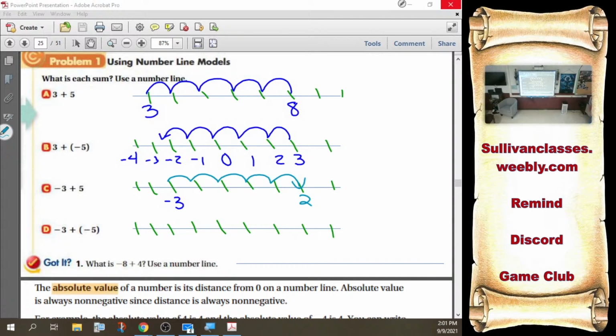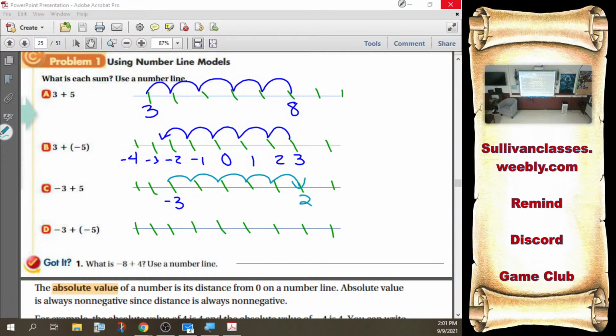You notice the difference between 3 plus a negative 5 and negative 3 plus positive 5. I still went from 3 to 2, because the distance between them is 5 units. That's called absolute value. We're going to talk about it a little more later this semester, but do you all remember hearing absolute value?